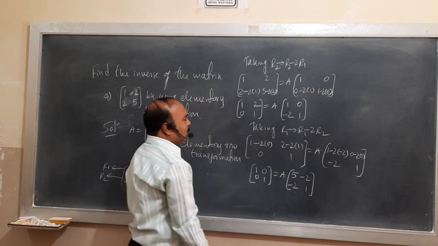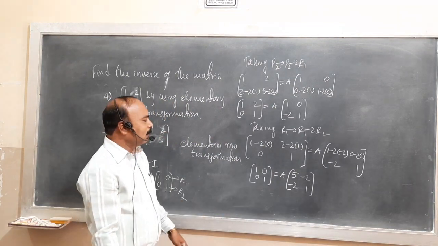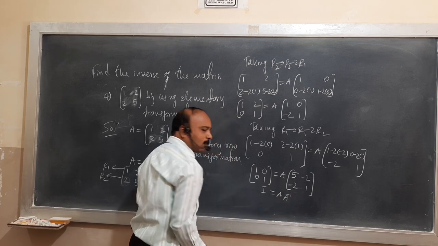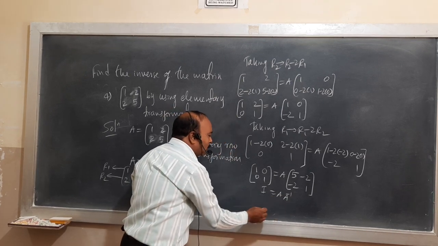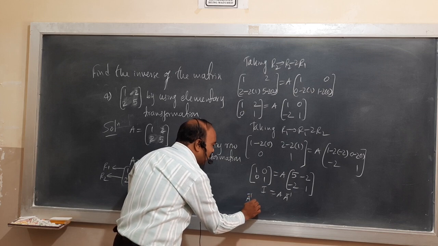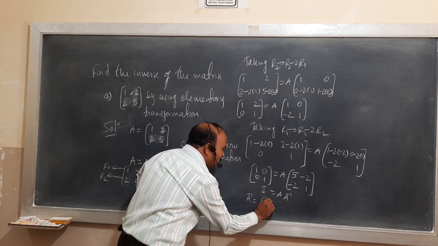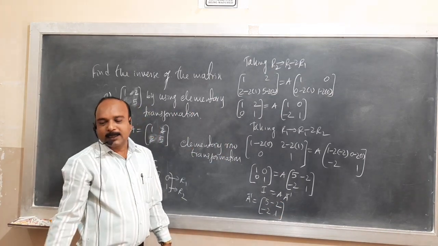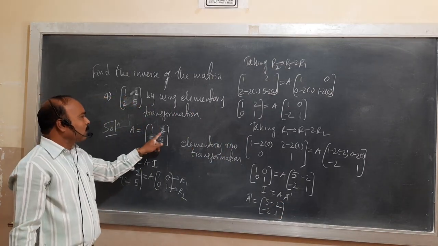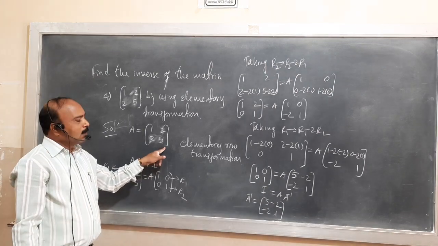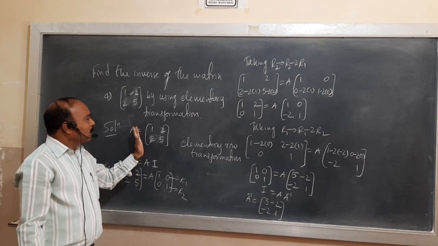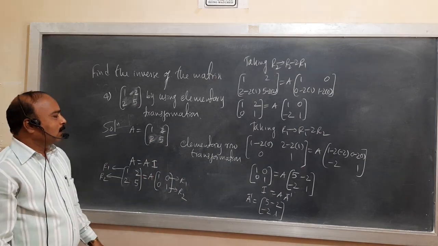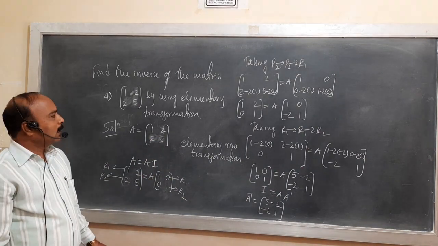Now on the left side we get the identity matrix. Then we compare this with I equal to A into A inverse. Then in place of A inverse we get A inverse equal to 5, minus 2, minus 2, 1. Now it is the inverse of the given matrix 1, 2, 2, 5. Now if you verify A into A inverse, automatically you get the identity matrix. That is the verification. Write this one.